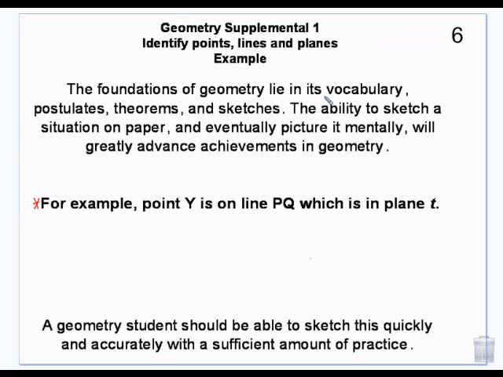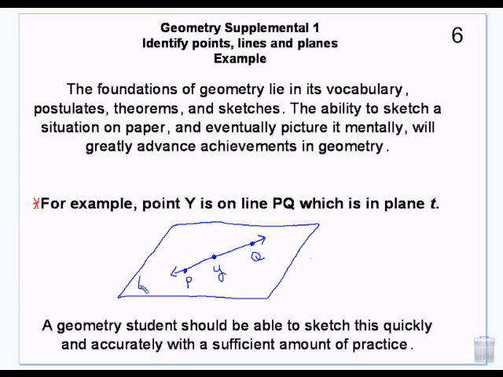So if I want to draw point Y is on line PQ, which is in plane T, I'm going to start with point Y. And it's on a line. Oops, it would help if I actually put it on the line. It's on a line, and that line is PQ, which is in a plane. And that plane is T.